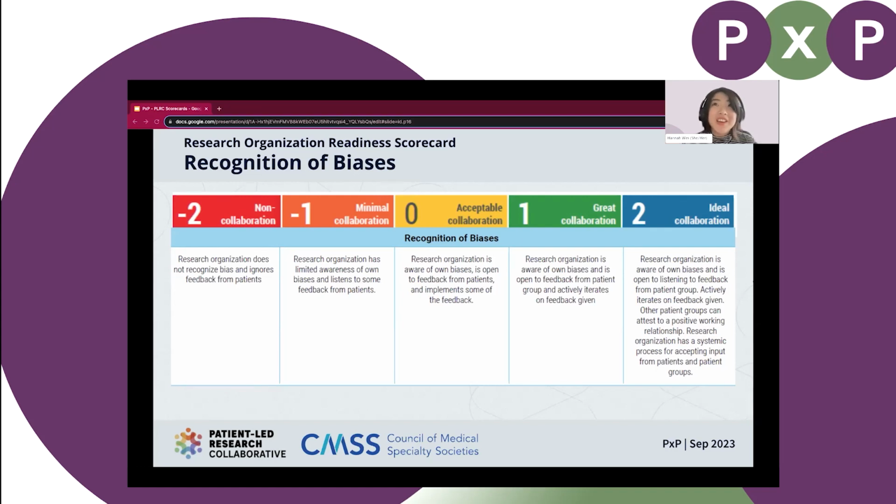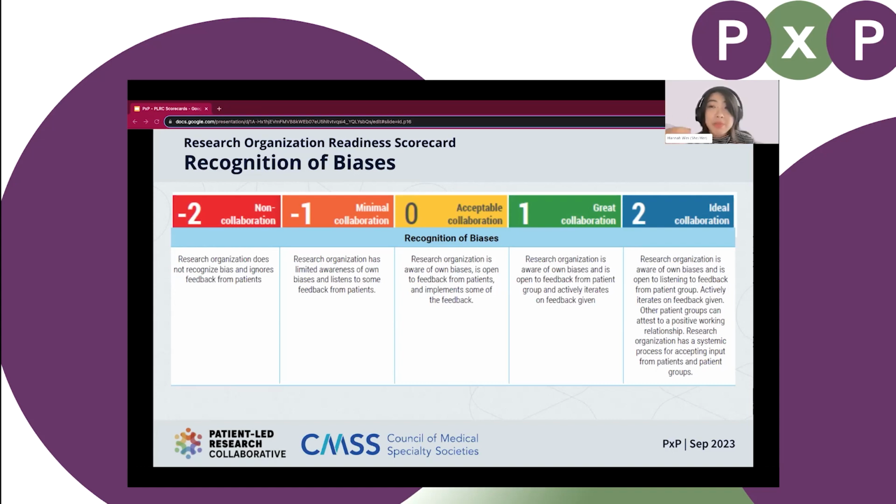The acceptable baseline is the research organization is aware of their own biases. In the case of long COVID, right, we see quite often that research teams might come in with a set hypothesis. They think, oh, the issue with long COVID, and this is quite a common example, is that people have unaddressed mental health issues, right? And the patient community goes, no, right? We are actually struggling to find the resources and the right tests to tease out the diagnosis.